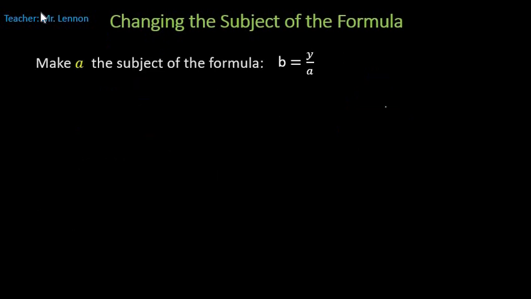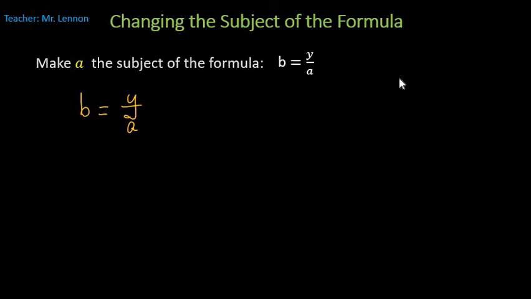Alright, so we're looking at this question that reads, make A the subject of the formula. And the formula, B equals Y over A. So currently, B is the subject of the formula. It reads B is. What we want is to make A the subject. In other words, we want it to read A is. So how do we get this A to be the subject of the formula?